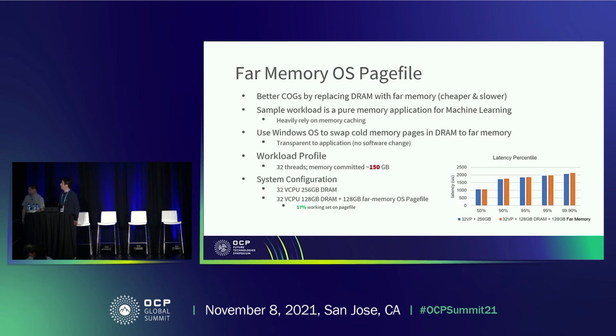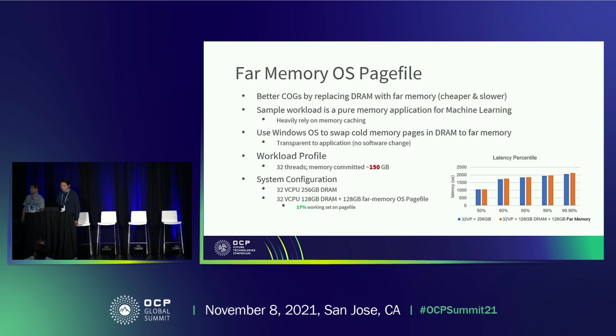The second one was done internally inside Microsoft. We tried to study operating system paging performance on far memory. The goal is to try to replace DRAM with far memory, which is cheaper and slower, for better cost. The workload we are using is from the Microsoft Research team. It is a sample workload, a pure memory application running machine learning, which relies on memory caching.